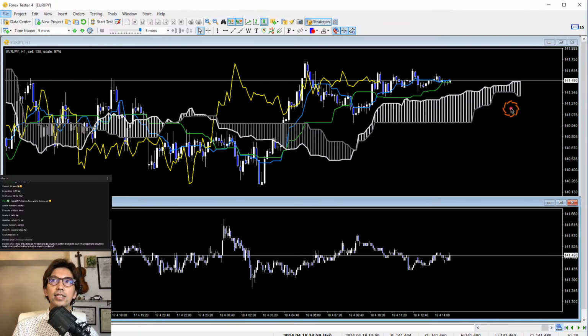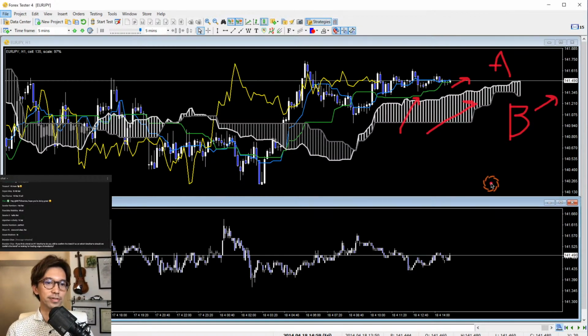Basically, I look at the Senko span B and Senko span A. When Kumo is moving up, the lower part is called Senko span B, the upper part is called Senko span A, and Kijun Sen is the green one in my chart setting color. This is the Kijun Sen here. So I look at these 3 lines only to capture a trend. For example, when Senko span B is up and Kijun Sen is up, that is the uptrend in my definition. Or when Senko span A is up and Kijun Sen is also up, that will be another definition of the uptrend.